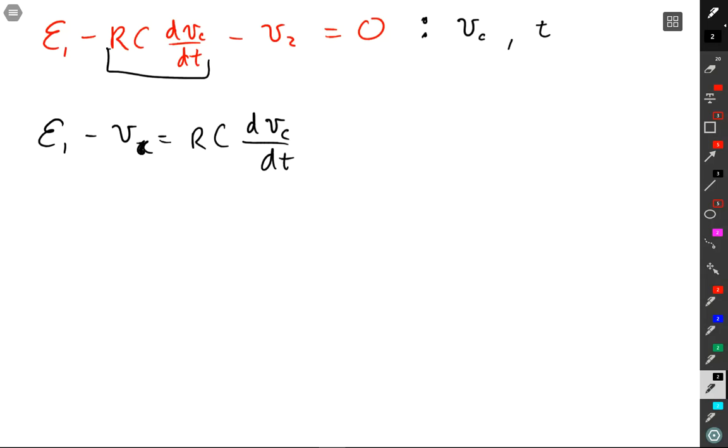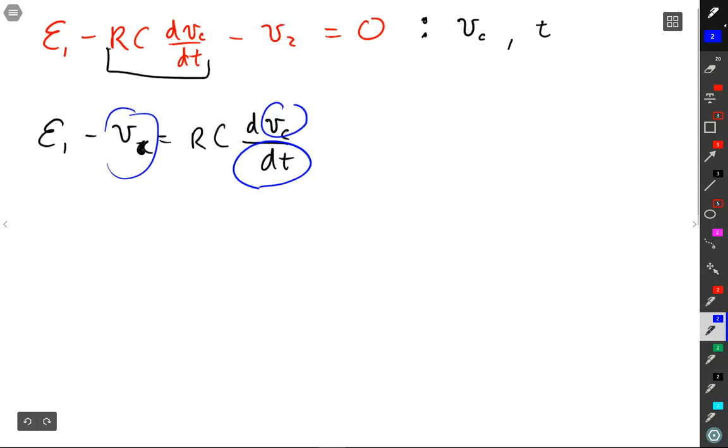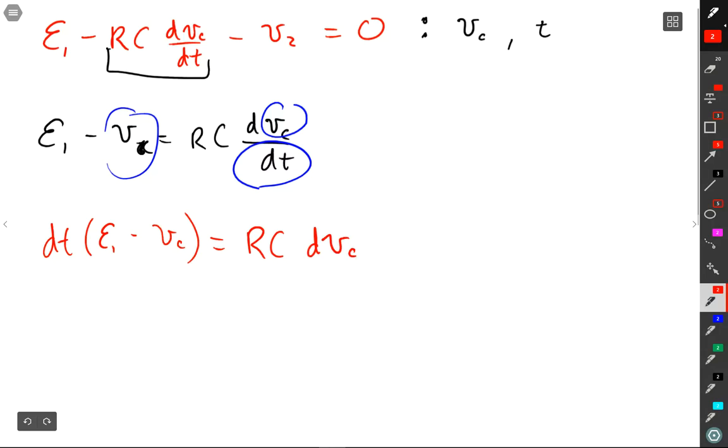Now I note that I have a VC here and here, and I have a DT here. I need my D's to be in numerator positions. So I'm going to have to cross multiply everything by DT to get it into the numerator position. And so I'm going to have DT times that is equal to RC dVC.